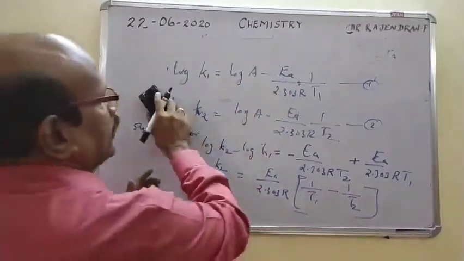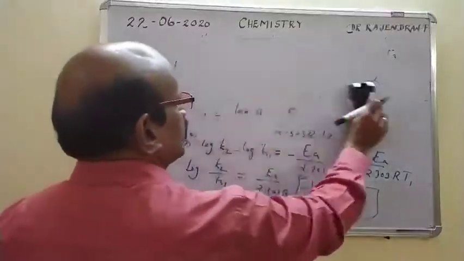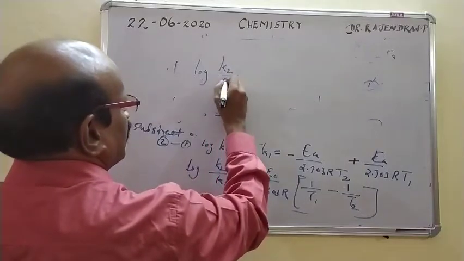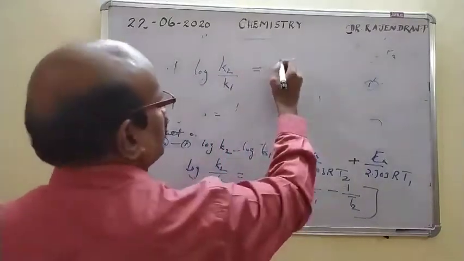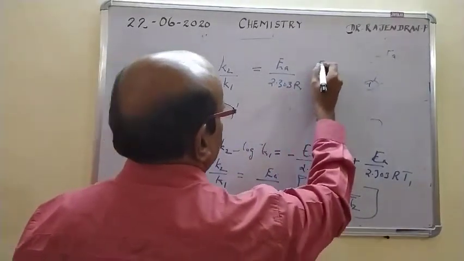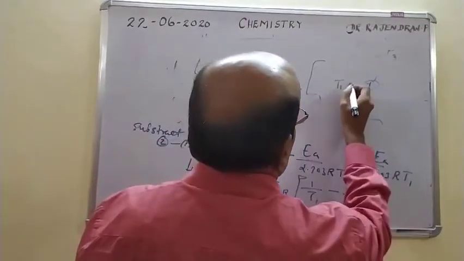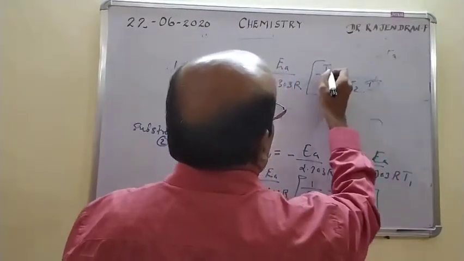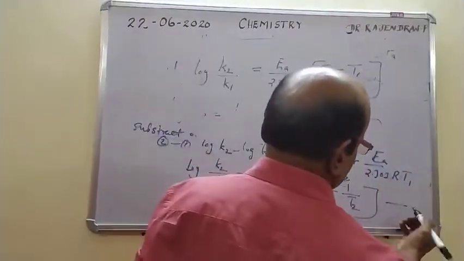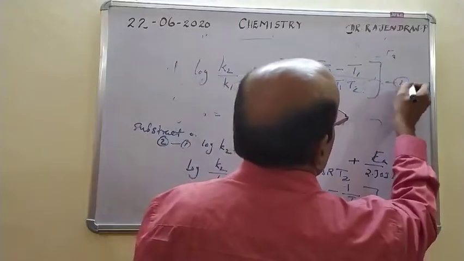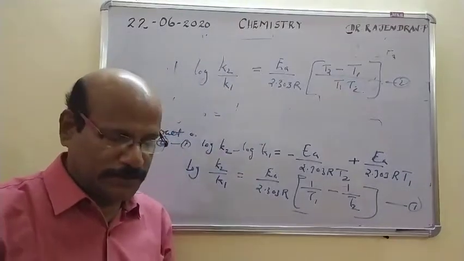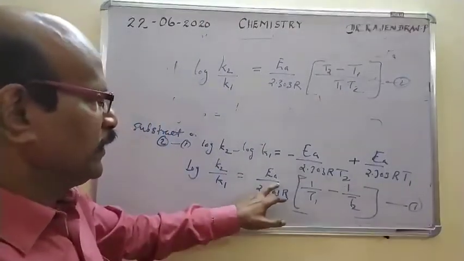Okay, and this equation rearranging, we have log k2 by k1 is equal to EA by 2.303 R into T1 T2 upon T2 minus T1. This is our final form. This is equation number 1, equation number 2. Okay, these are two equations. That is the analytical equation, Arrhenius equation, which we will use for evaluating EA.